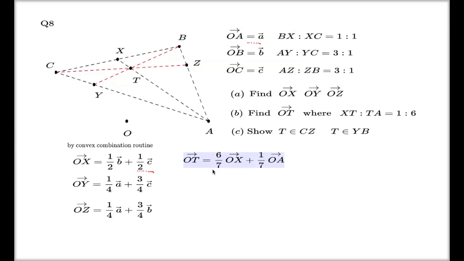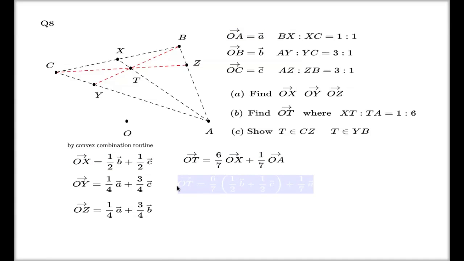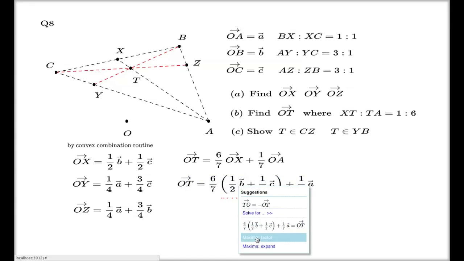It should be easy. If I select this, and select this, the software should suggest the substitution. Yes, substitute OX and OA in OT. That's the substitution. And that's the result of the direct substitution without any simplification. Of course, we can simplify this a little bit by expanding this bracket. Let's just do the expansion.